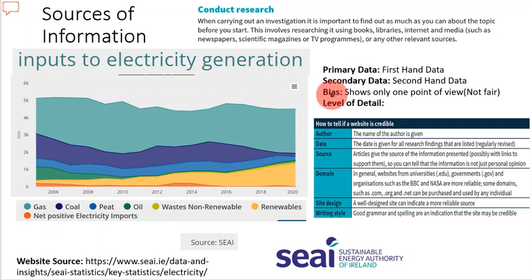Now, bias. When you look at data, humans can be biased. So what is bias? Bias is where the person that generates the information or the reports shows only one point of view, which is not fair. For example, if I'm involved in an organization that wants to protect the environment, I'm only going to show information that shows how bad generating electricity is.